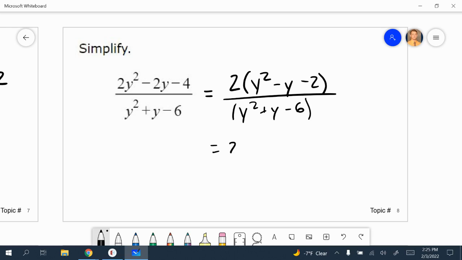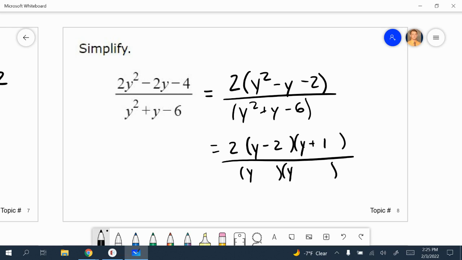And so that'll leave me with 2 times y and y, 2 things that multiply to give me negative 2 and add to give me a negative 1 would be a positive 2 and a negative 1. Nope, I did that backwards. Should be a negative 2 and a positive 1. And then on the bottom, we would have 2 things that multiply to give me negative 6 and add to give me a positive 1 would be a positive 3 and a negative 2. And so my y minus 2 will cancel out with this other y minus 2. I'll be left with 2 times y plus 1 over y plus 3 as my final answer.